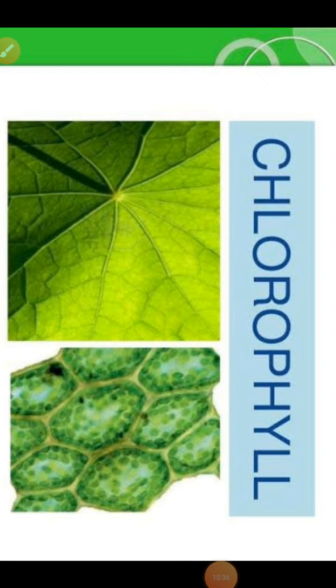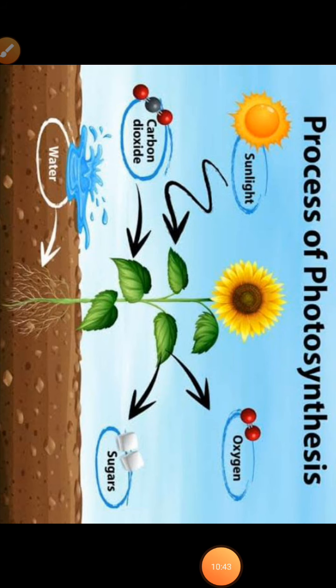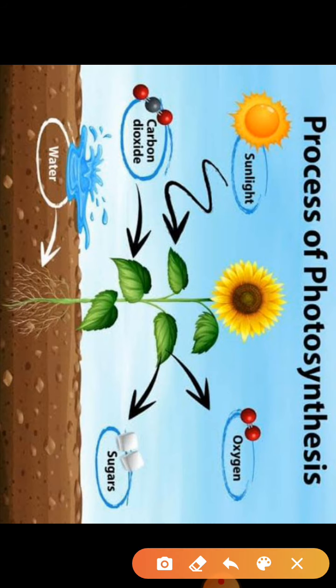What is chlorophyll? Already we knew it is the green color pigment. What is photosynthesis? Photosynthesis is the process in which green plants use sunlight, oxygen, carbon dioxide, water to make their own food.